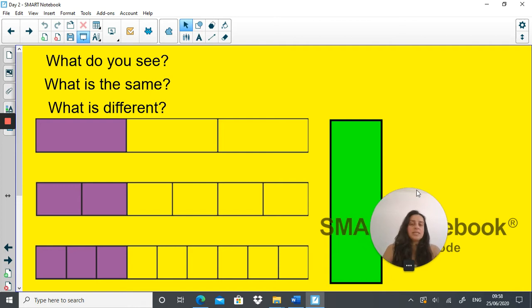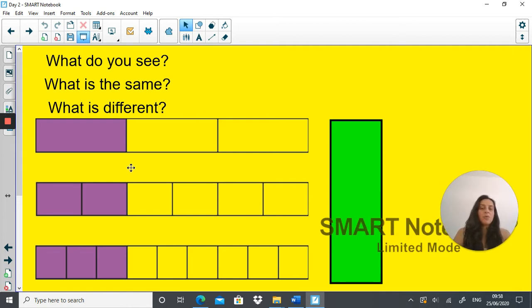So what do we see here? What's the same? What's different? Have a look, pause the video, and take in these 3 rectangles. Tell me what you see. So the first thing I think to notice is what's the same is that these rectangles are in total the same size, aren't they? The bigger rectangles are the same size.